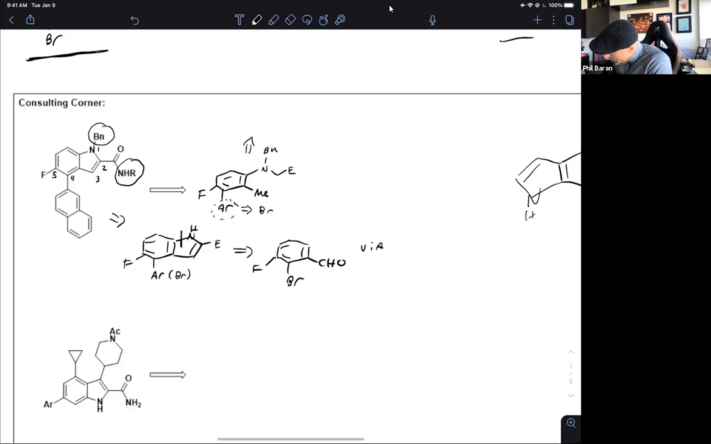Via Hemetsberger. So the Hemetsberger, as we saw above, goes via the intermediacy of this azidoester, which when you heat it up gives you a nitrene intermediate that does a C-H insertion.